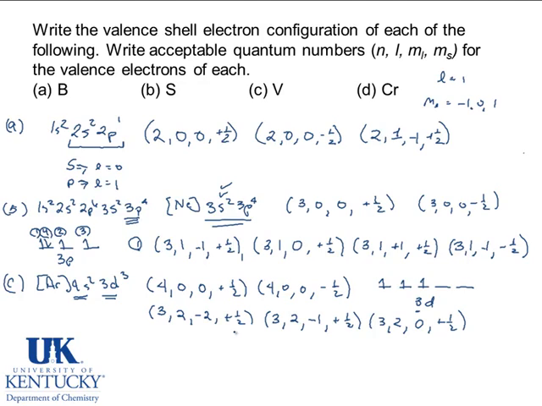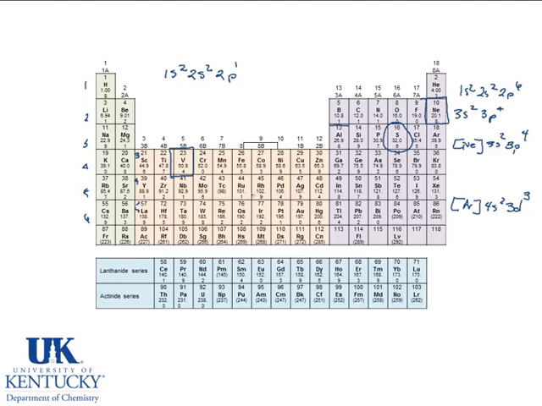The last one we're going to do here is chromium. So let's look at the periodic table and let's get the electron configuration of chromium. Put a little cloud around it here so we can see it. We find the noble gas that comes before chromium, and that's argon. So it's argon. And then we come across and we work our way to chromium. So we do 4s2, and 3D, count over 4, 3d4.